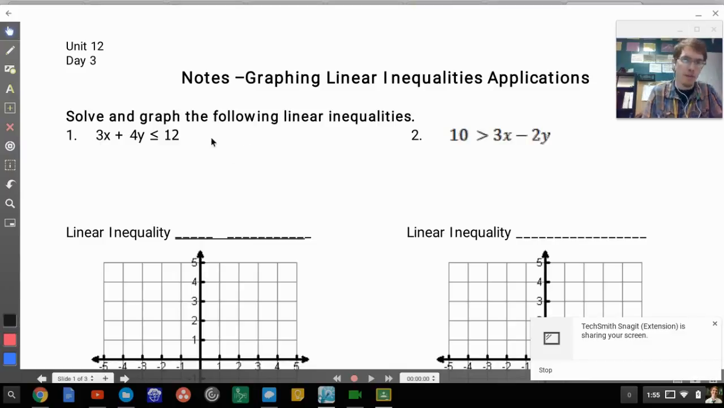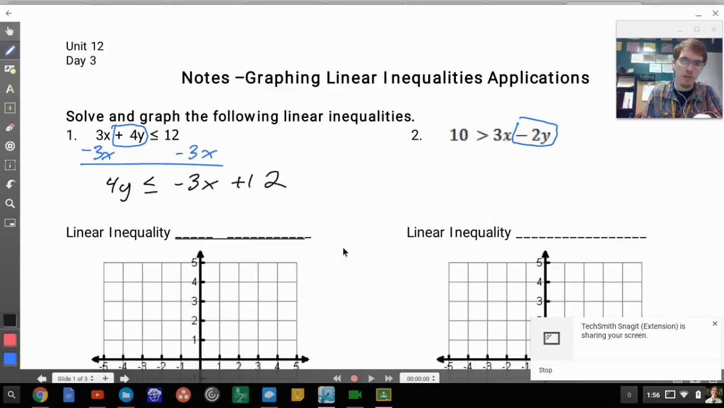So we want to get y by itself here. Again, on both of these, I'm going to box in the y term. In this case, it's a minus 2 over here. But over here I need to subtract 3x because I have a positive 3x. So I get 4y is less than or equal to negative 3x plus 12, because these two don't play nicely together, positive 12, negative 3. Now, I'm going to have to divide by 4 right here.